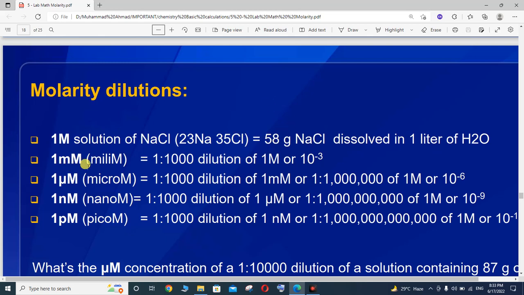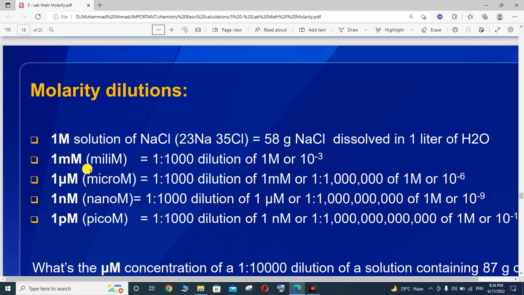Look at here, this is 1 millimole. 1 millimole means a 1 ratio 1000 dilution of 1 mole, or 10 raised to the power minus 3. You should know this basic calculation. 1 micromole means a 1 ratio 1000 dilution of 1 millimole, that is, micro means 10 raised to the power minus 6.